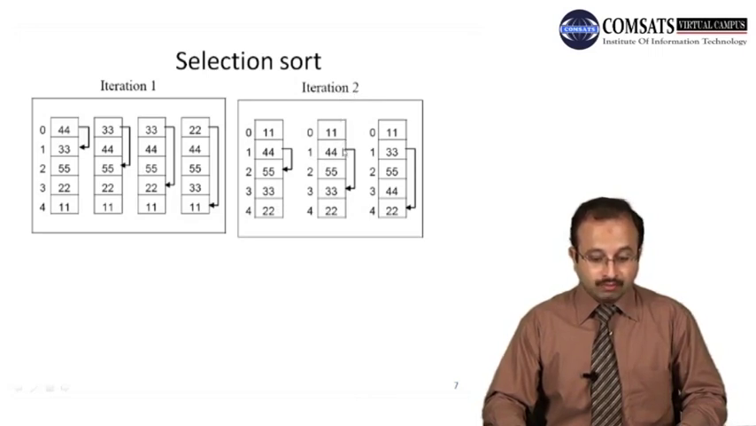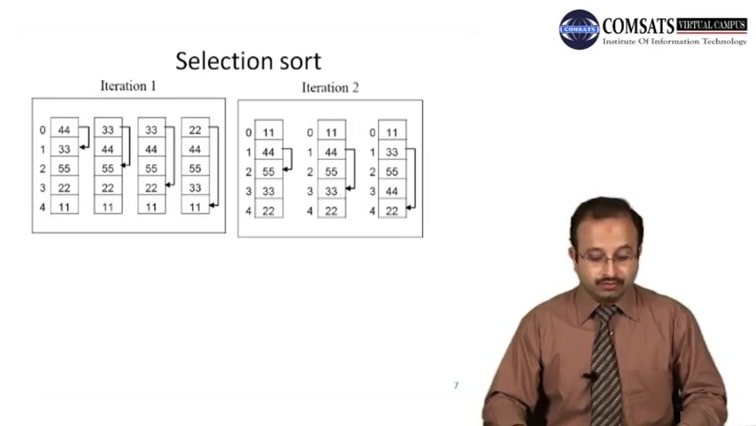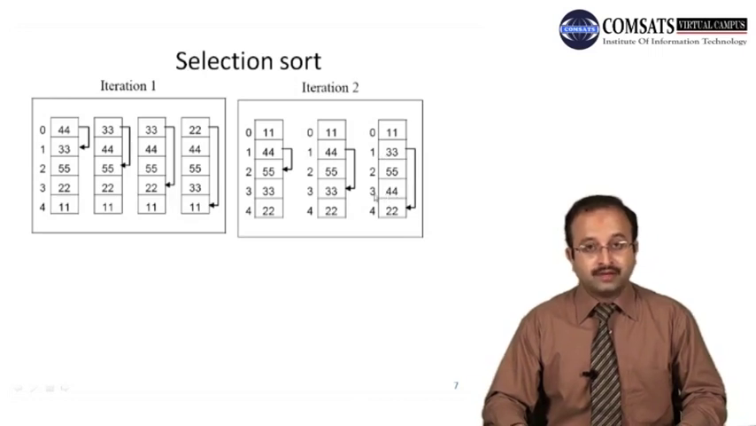And then we compare the 1th index element with the 3rd index element. Now, if the 1th index element is greater than the 3rd index element, then the 3rd index element should come up. So we have to swap this value. This is true. This value is larger than this value. So we have to perform swapping. And after performing swapping, 33 comes at the 1th index and 44 comes at the 3rd index.